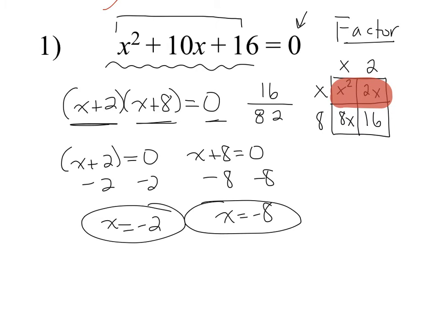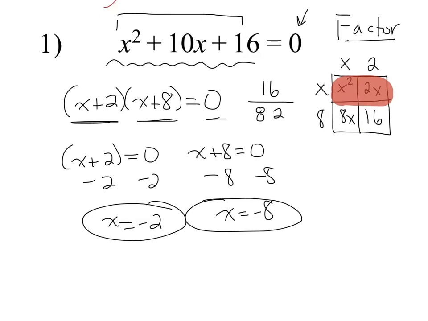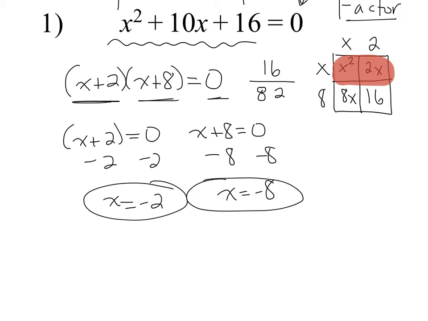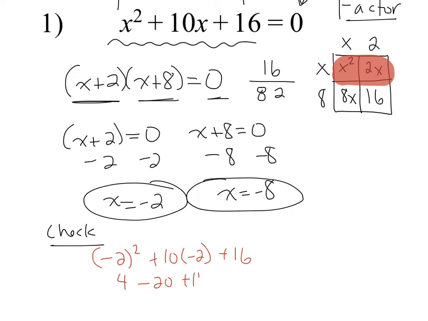So these are my two solutions to the quadratic. We can check one just to check if it works. I'll check the -2 in my original to see if it works. So I have negative 2 squared plus 10 times negative 2 plus 16. Well, this is 4 minus 20 plus 16. So that's 20 minus 20, which is 0. So that does check, as does negative 8.